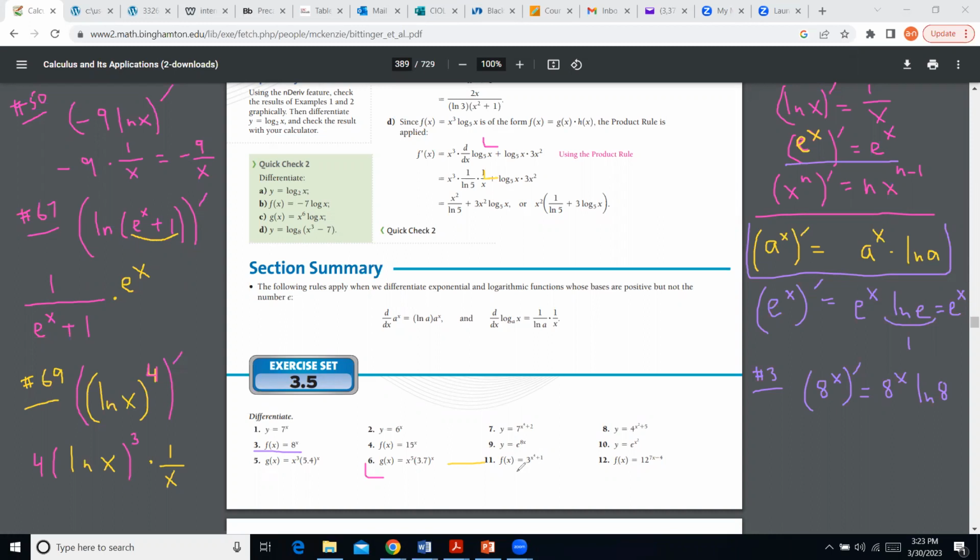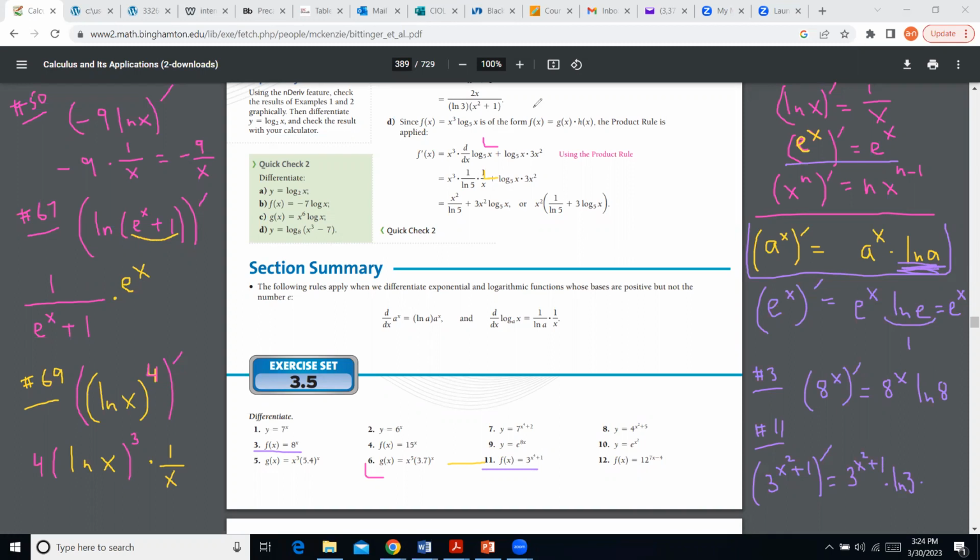Let us try number 11. That's another chain rule exercise, because when I take 3 to the power of not just a fixed number, but something like x squared plus 1 and find its derivative, then once again I write exactly the same thing, 3 to the power of x squared plus 1. Then I have to multiply by ln of 3.